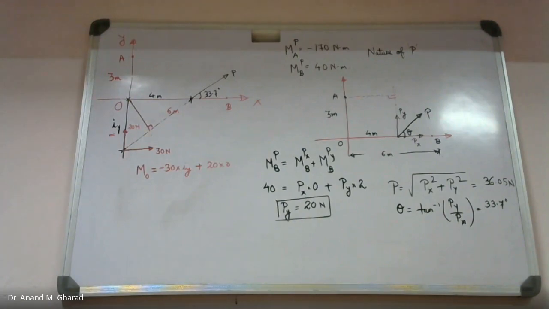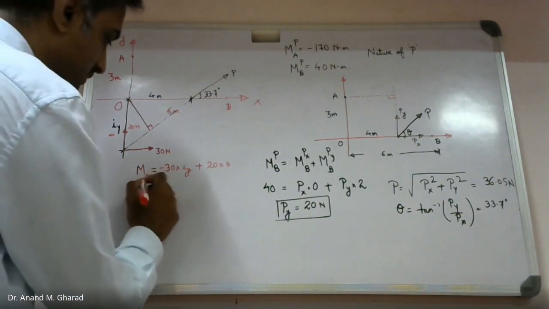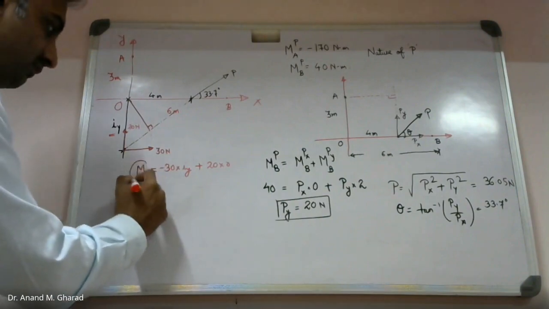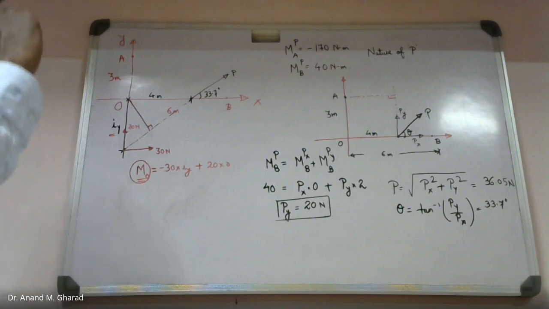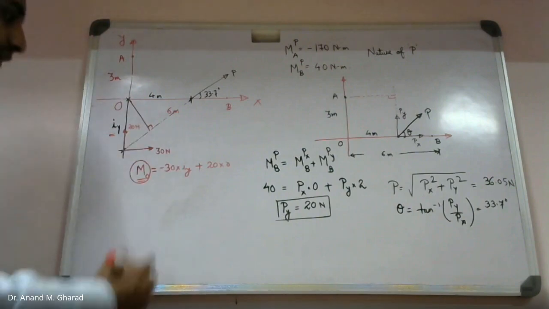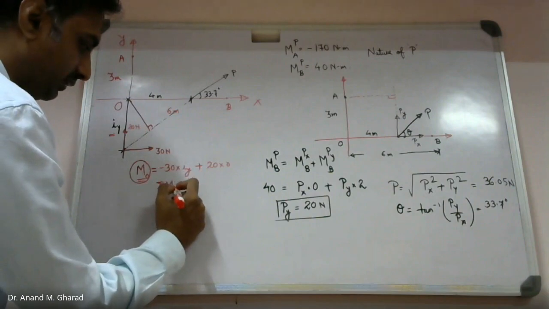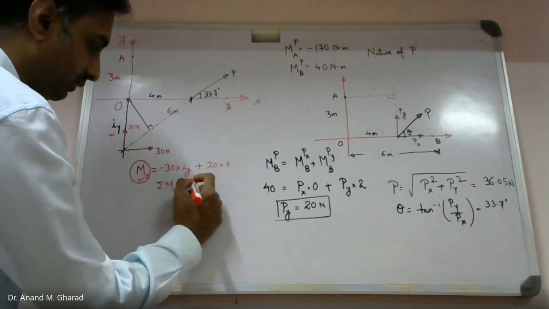Correct? Now see, from this equation, I may not get any final value of Iy because I don't know what is the moment about point O. But there is one concept which says that the summation of moment about any point O is 0.